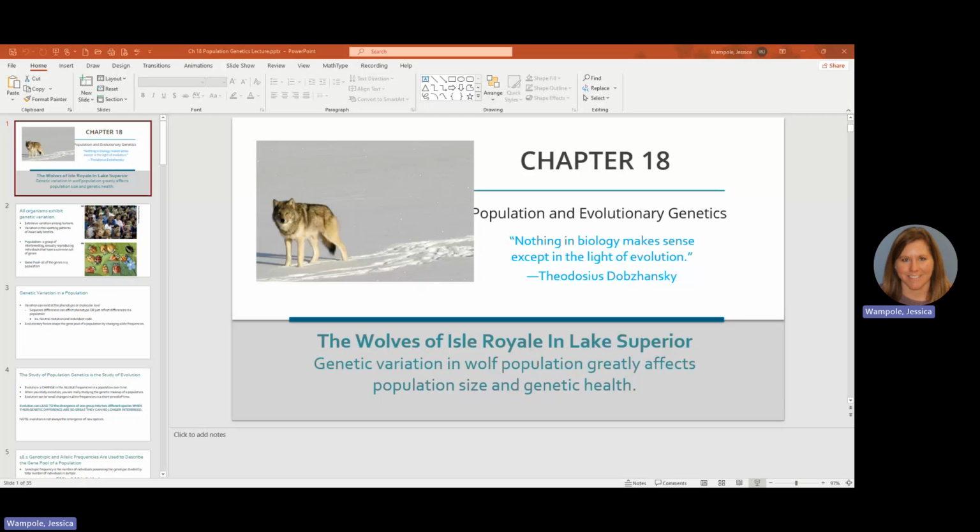We're jumping all the way up to allele frequencies in an entire population, which is why I feel like it's easier. So we were just talking about mutations and genetic variation.